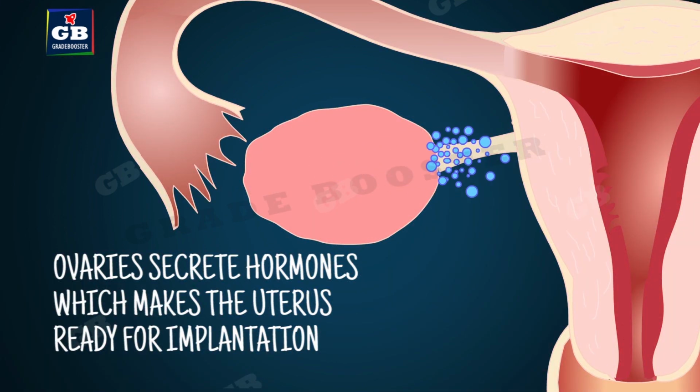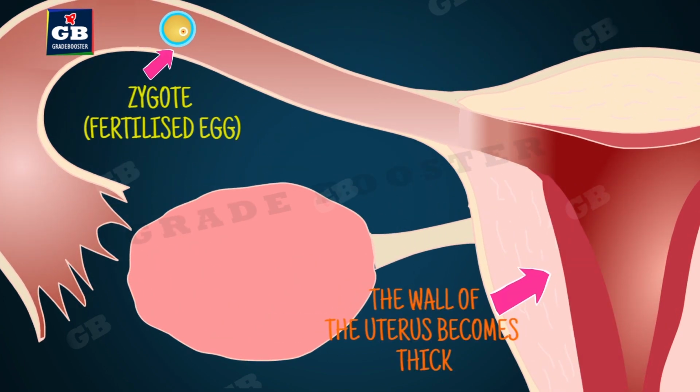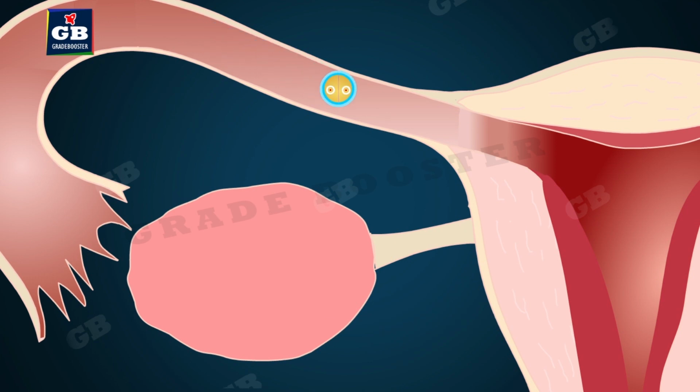The hormones secreted by the ovaries prepare the uterus to receive and nurture the growing embryo. The walls of the uterus become thick and richly supplied with blood to nourish the growing embryo. The fertilized egg, the zygote, gets implanted in the lining of the uterus and starts dividing.